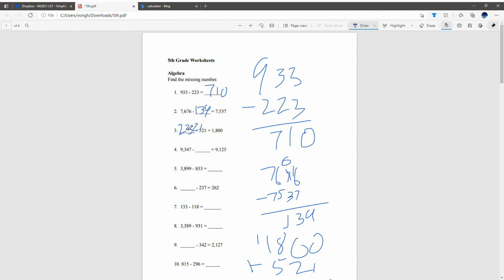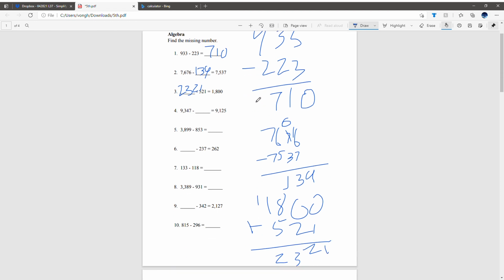And you know if you're correct if you just do 2,321 minus 521, you'll get 1,800. So yeah, that's how you solve these problems.